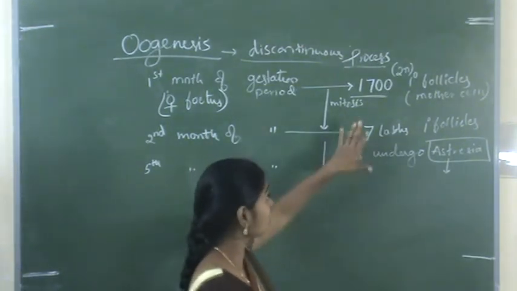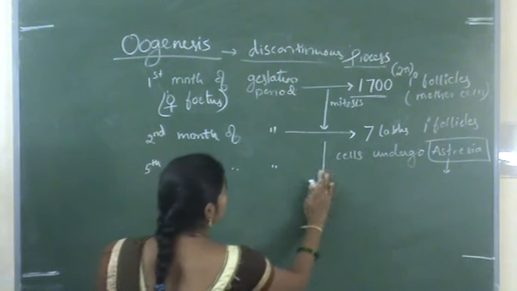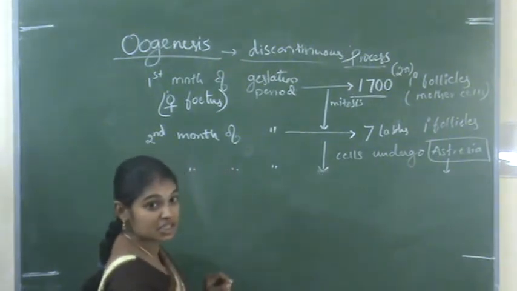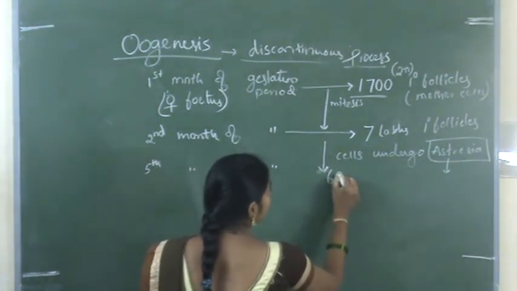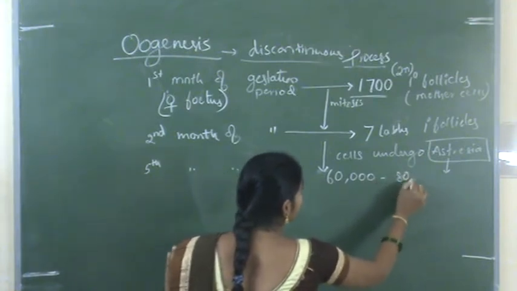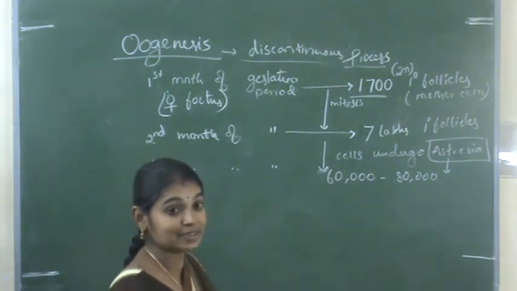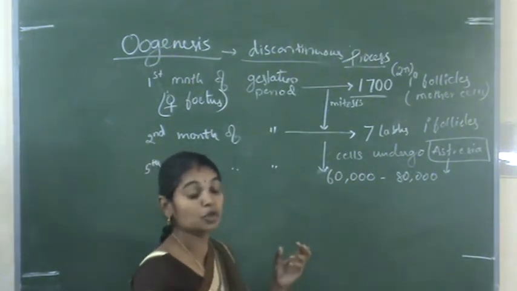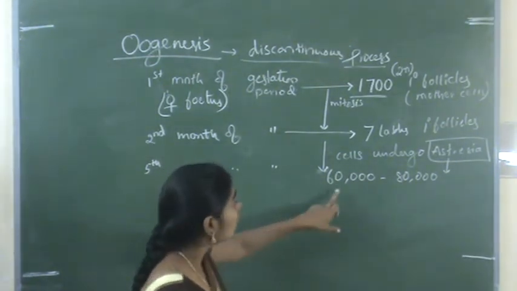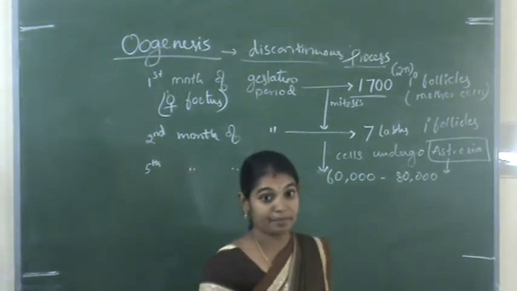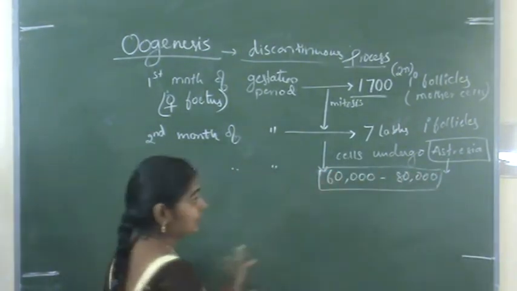So most of the cells out of these 7 lakhs undergo atresia, and now the number becomes 60,000 to 80,000 in each ovary. So finally at birth, when the baby is ready to be born, at that stage each ovary contains only 60,000 to 80,000. So this is the number at birth.